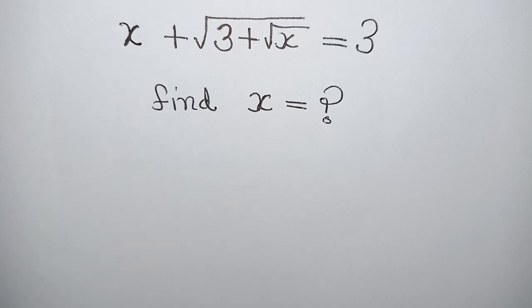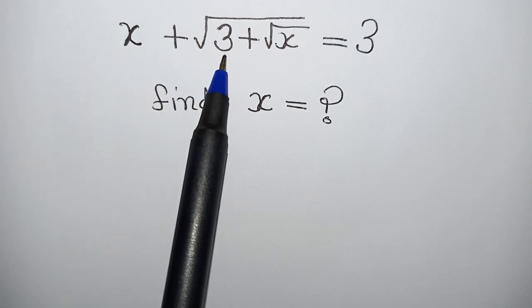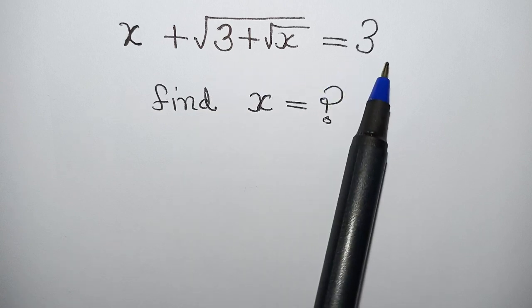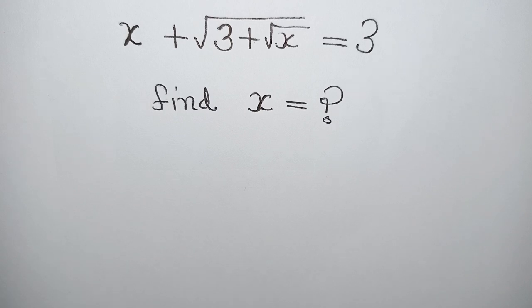So today we have another question: x plus under root of 3 plus root x is equal to 3. Then we have to find the value of x. Well, this is an Olympiad question, so it looks easy, but it is not easy.